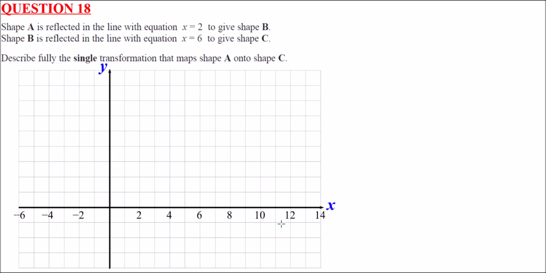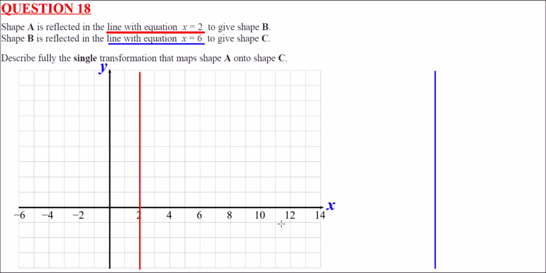So first of all, one line of reflection is x equals 2. So if I draw this on, like so, and then it's reflected in x equals 6 to give shape C. X equals 6 is a vertical line going through at x equals 6, like so. So I'm just going to try some points. So just try something. So shape A, the easiest shape I can think of is just a single dot.